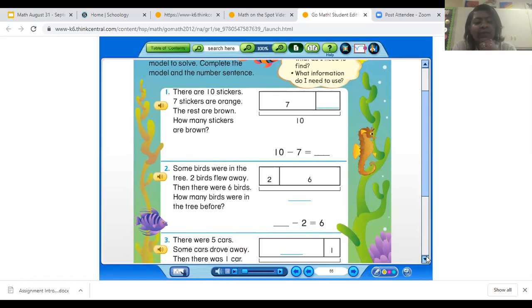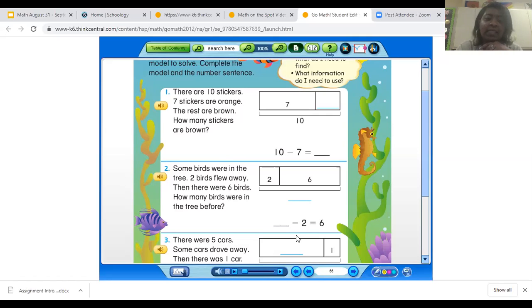So let's look at this one again. Some birds were in the tree. It doesn't tell us the number of birds that were there. 2 birds flew away. Then there were 6 birds. How many birds were in the tree before? So before any birds flew away, what's the total number of birds that there were? There were 2. Now there are 6 that are there. So we're going to combine 2 and 6. So if I have 6 and then I add 2 more, what's my number? 8. So there were a total of 8 birds.